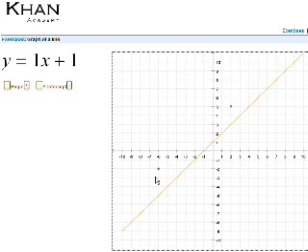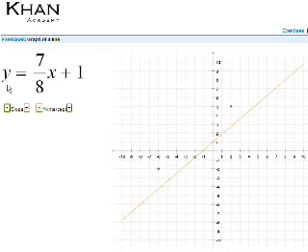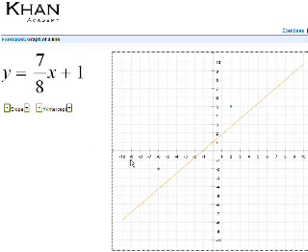So it looks like the current line slope is a little too high. So let me lower the slope a little bit. That looks about right. 7/8 x. So that means for every 8 you move to the right, you're going to move 7 up.